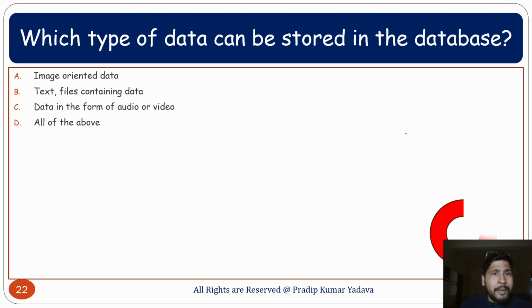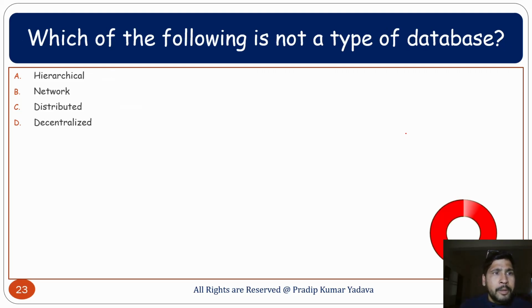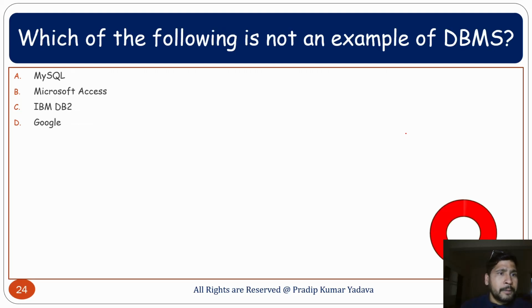So basically in database you can store images, text files, audio and video too. So every type of data can be stored in database. Which of the following is not a type of a database? So basically hierarchical is a type of database, network is also a type of database, distributed is also a type of database, decentralized is not a type of any database.